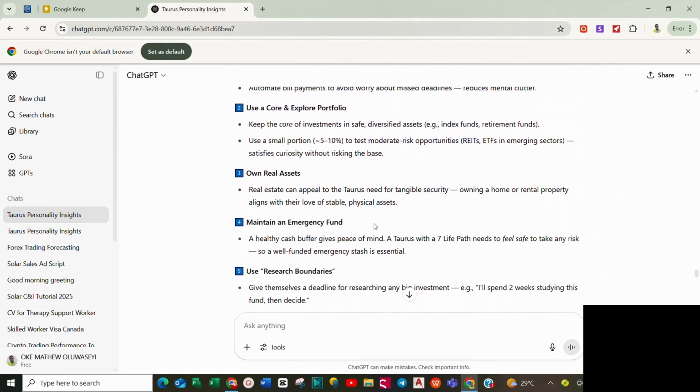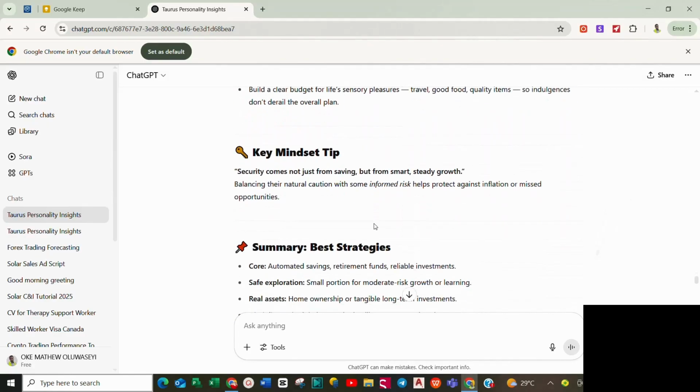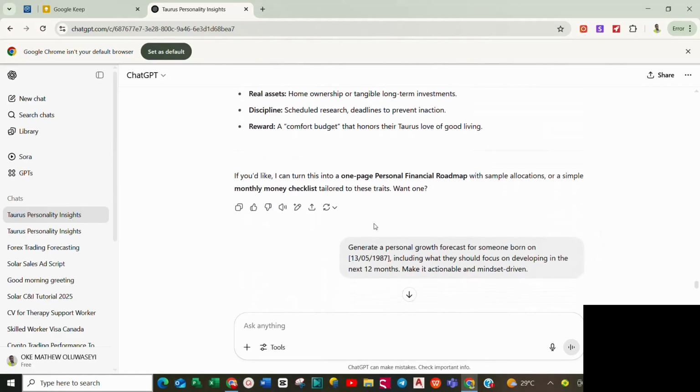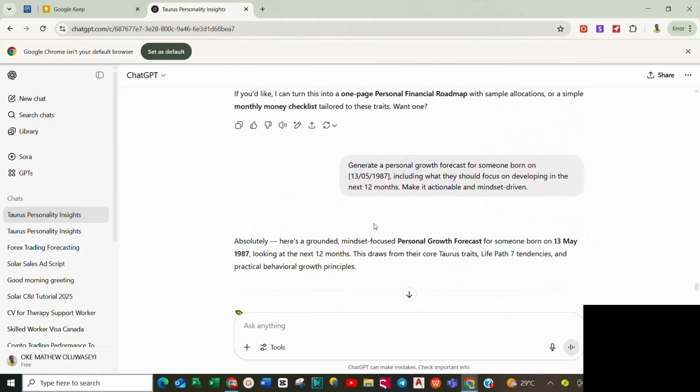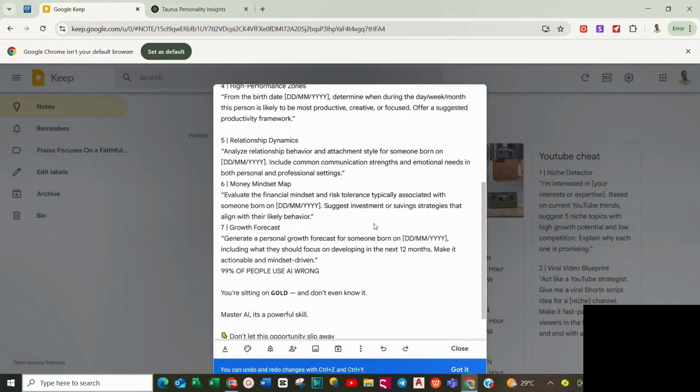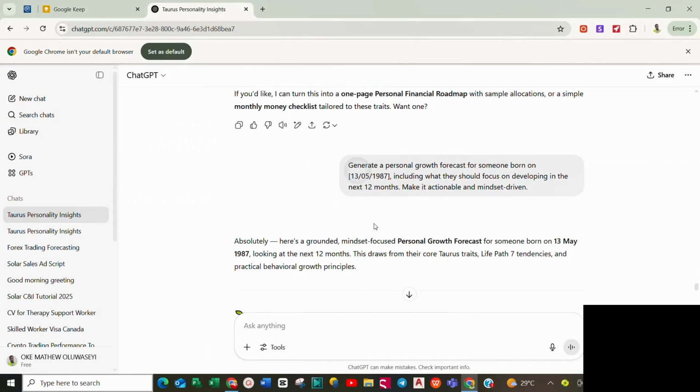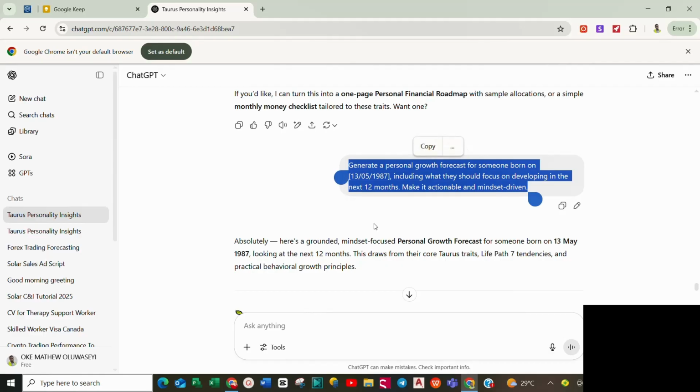Then the key mindset tips. So that's that. The last, but not the least, number 7, is their growth forecast. The prompt I created will show you this. The prompt is: generate a personal growth forecast for someone born on this date.